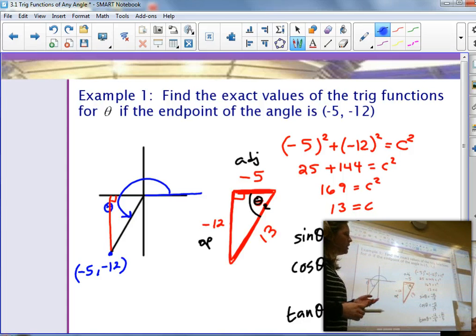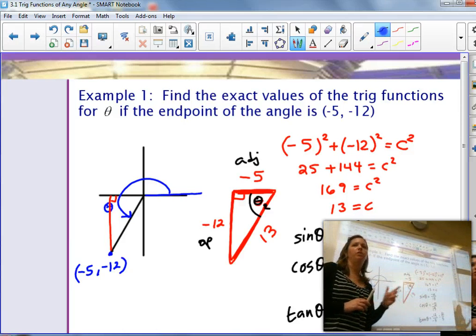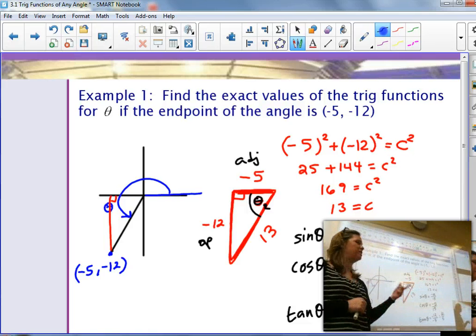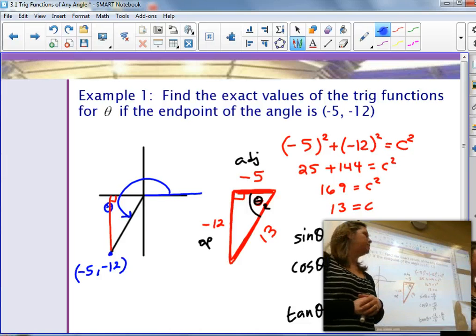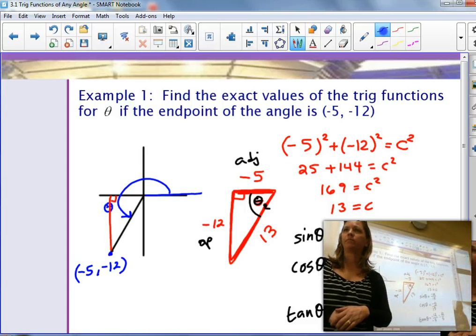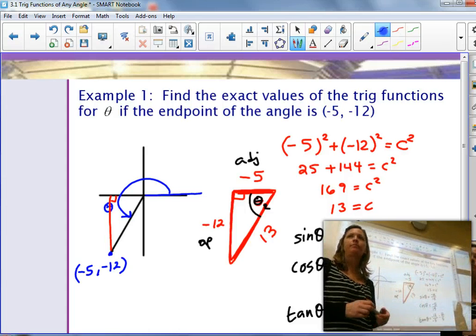Could we find the secant? Yeah. Secant is the flip of which, sine or cosine? The cosine. Yes. So the secant would be 13 over negative 5. The cosecant would be 13 over negative 12, or negative 13 over 12. And the cotangent would be 5 over 12.